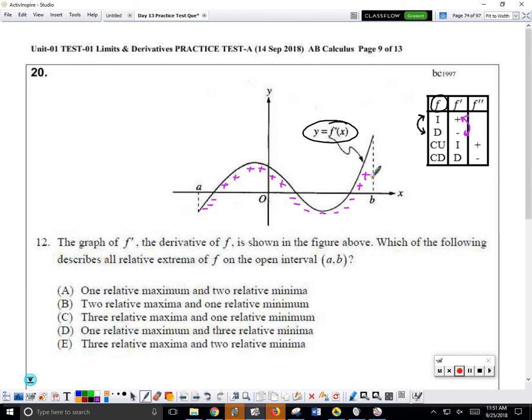Is relative min and relative max the same thing as local max? Yes. 2 points. Right? If it showed f double prime and we were looking for the max and min for f, instead of looking at positive and negative, should we look at like where the graph starts to increase and starts to decrease? 2 points.